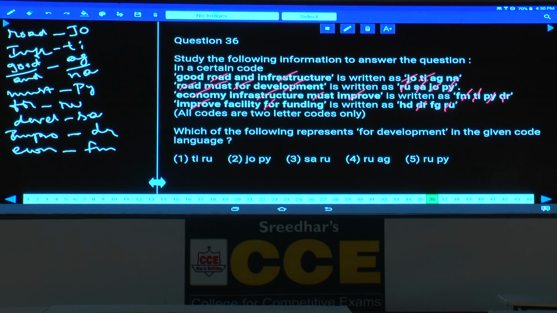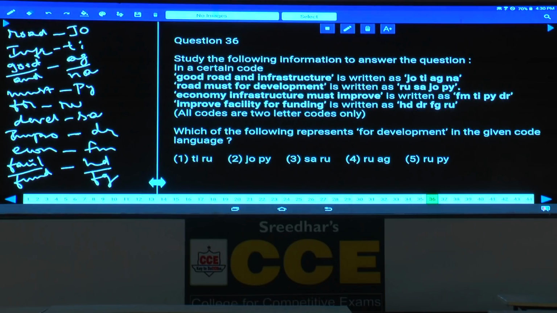But in the fourth sentence, facility and funding are the two words which are left over. For these two, individual codes cannot be identified, and the codes could be anything between HD and FG in any order. Clear now? These are the words and their corresponding codes.